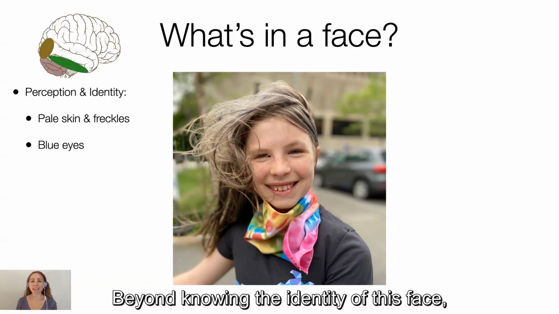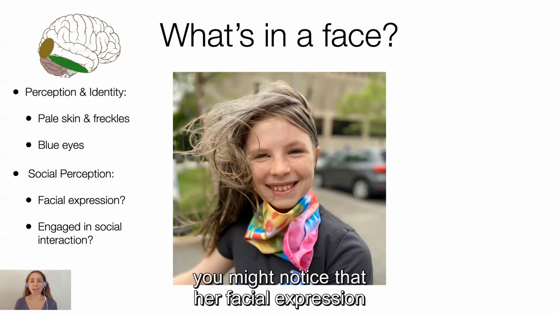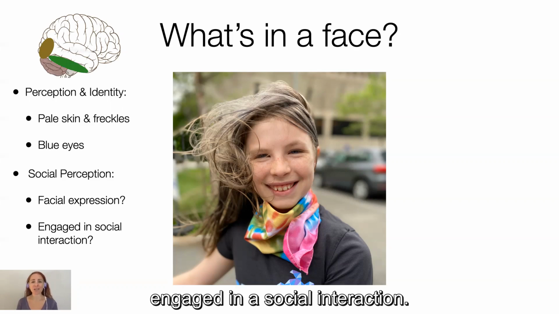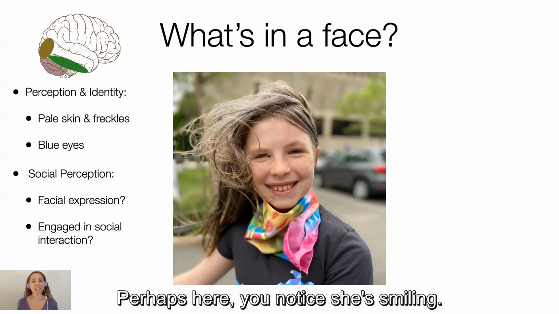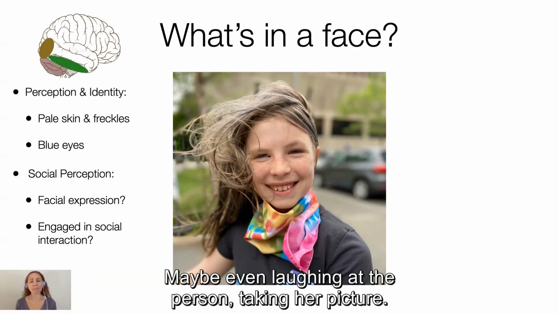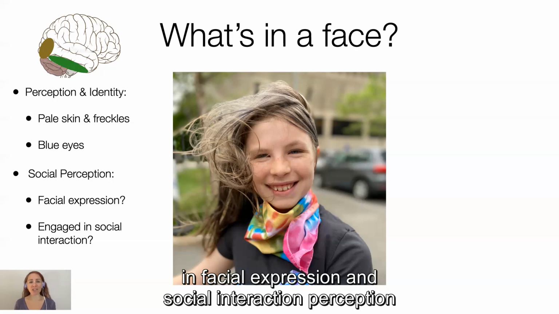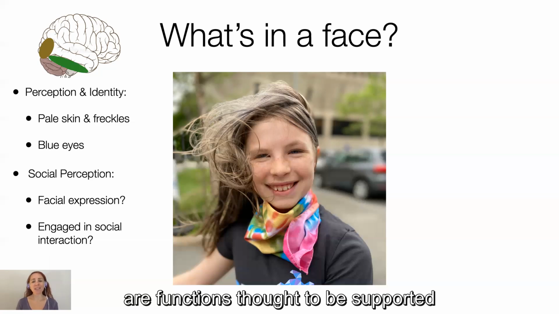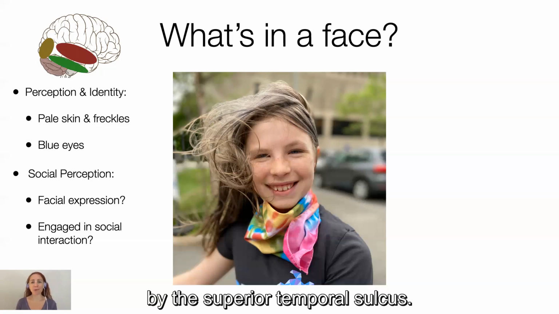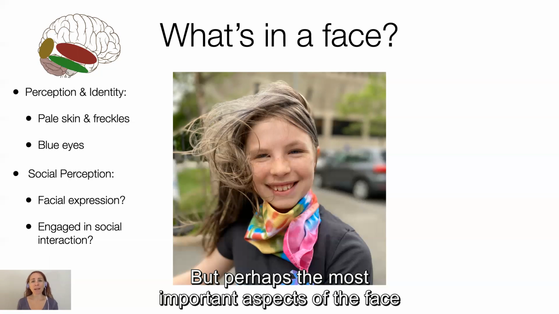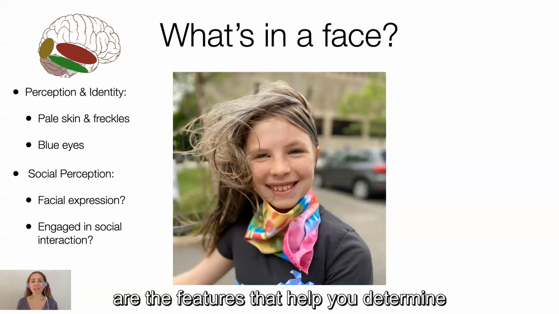Beyond knowing the identity of this face, you might notice her facial expression and whether or not she's already engaged in a social interaction. Perhaps here you notice she's smiling, maybe even laughing at the person taking her picture. Face dynamics, such as those involved in facial expression and social interaction perception, are functions thought to be supported by the superior temporal sulcus.